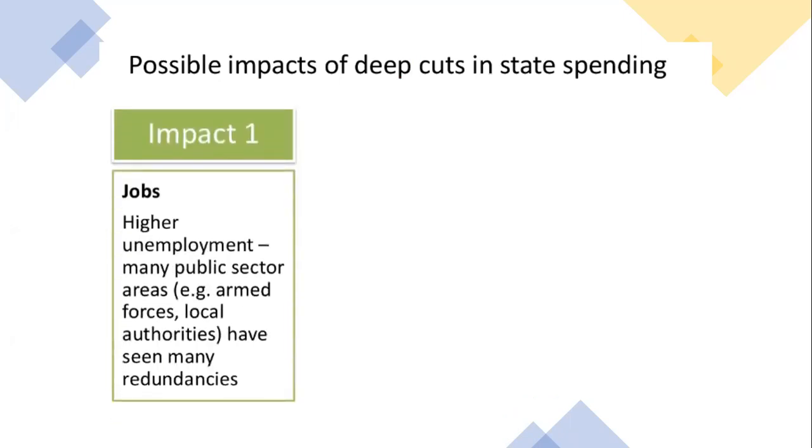The first one, impact 1, what happens on jobs? If the government cut public spending, it could lead to higher levels of unemployment. And again, that goes against the government's objective to try and increase levels of employment.